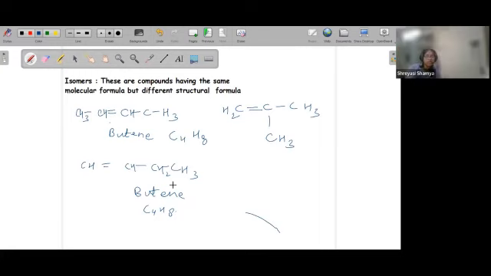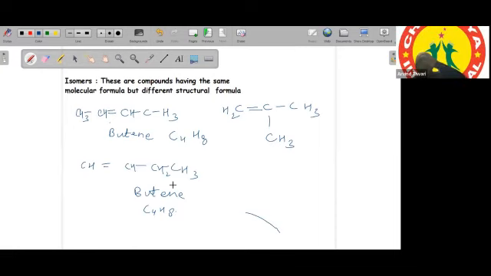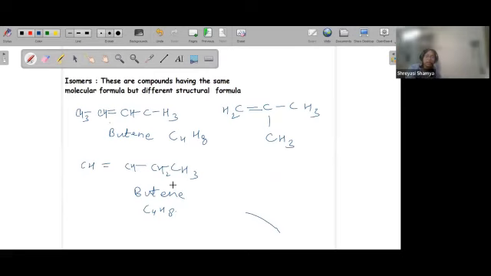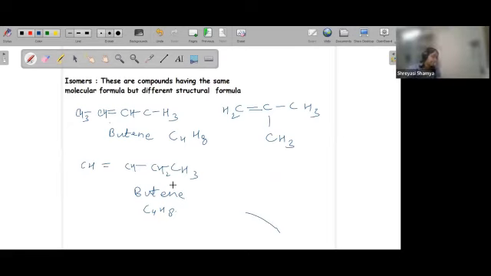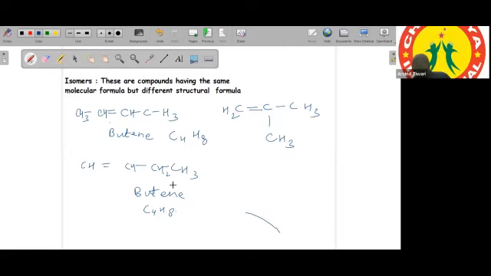Sir, we can also do ring shape, right? No, ring shape will not be there. Then it will not be butene, it will be cyclobutene. Cyclobutene will not have C4H8. You can make it and check. So when you are considering the isomers, do not go for the cyclic compounds.